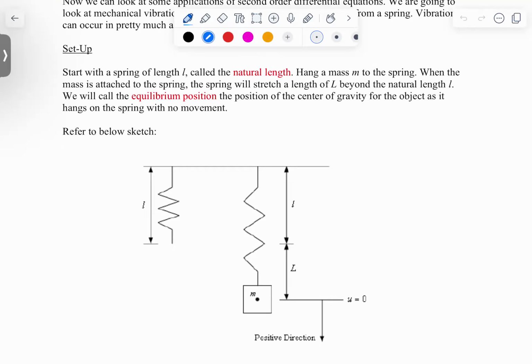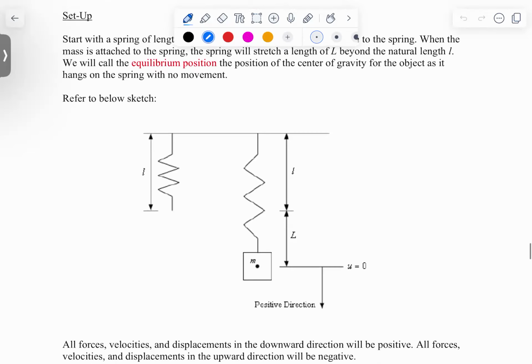We have a spring of length l, little l, when it is in its equilibrium position, its natural position. And then we hang a mass on it, M. When you attach the mass to the spring, it stretches to a length of L, capital L, what we are calling. This is where we define that equilibrium position, our starting point at u equals 0. So that is our initial distance of 0. And let's always make positive direction down, although it should still work in both directions.